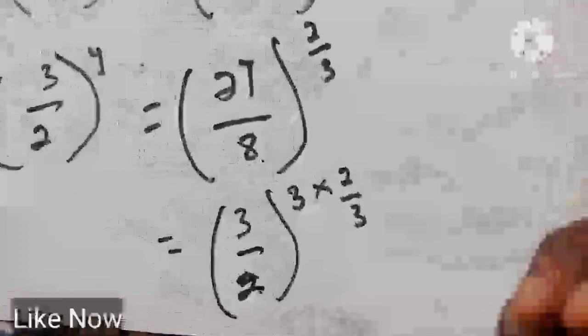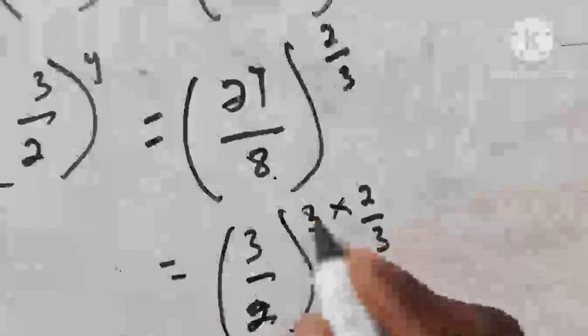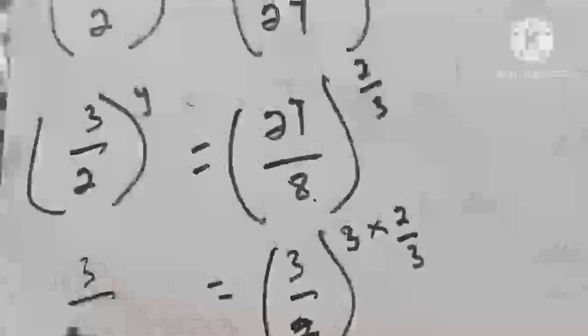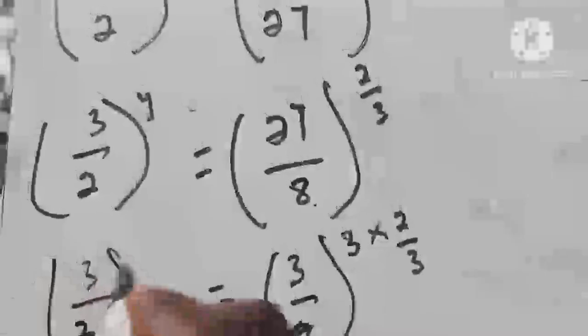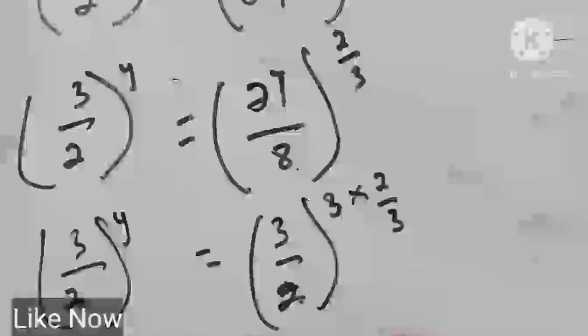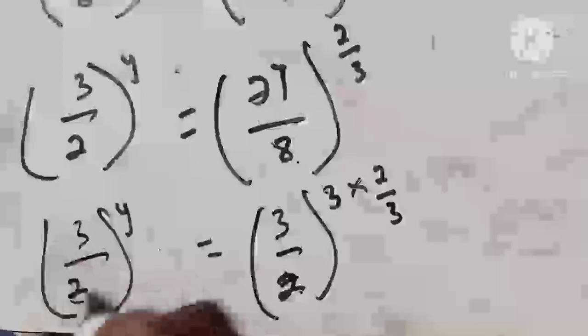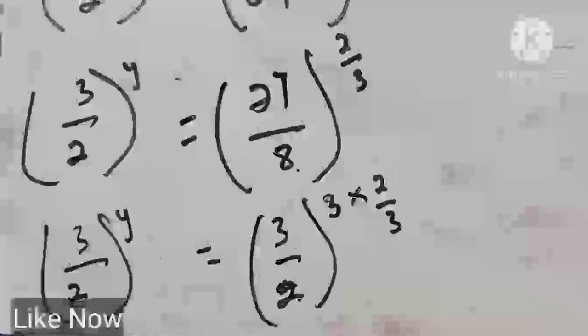Moving on, we have the left hand side like this, and here we should have (3/2) raised to the power y. So what is happening here? We can see the same base here, and we are seeing the same base also here.